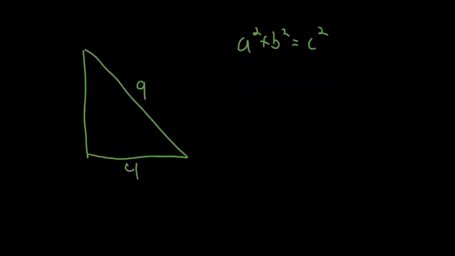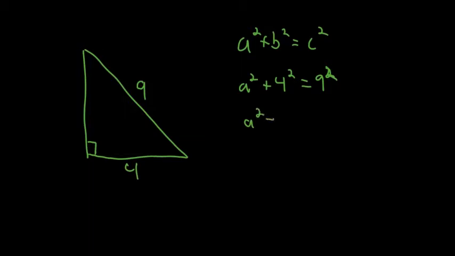Alright, so now we have another right triangle. But in this case, we're not given the two legs. We're given one leg and the hypotenuse. So we're going to do the same formula, a squared plus b squared equals c squared, but this time instead of a and b, I'm going to have b and c. Doesn't matter if you call it a or b. I just called it b, but like I said, it doesn't matter. You're going to do the same thing.